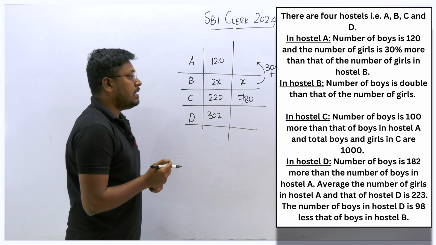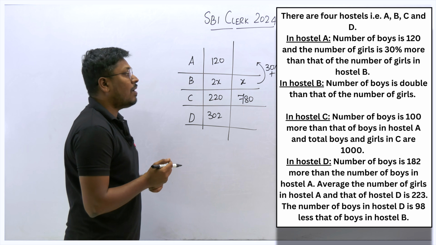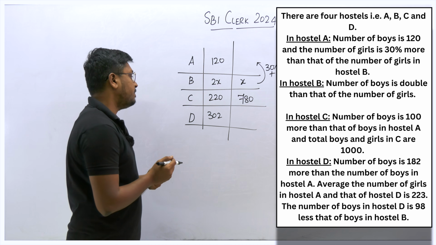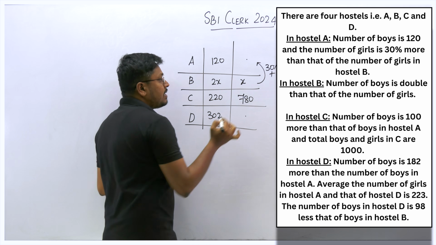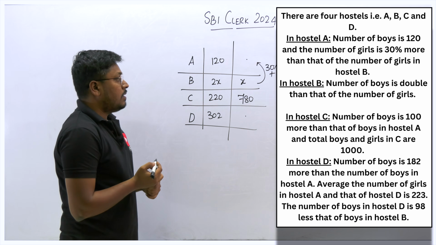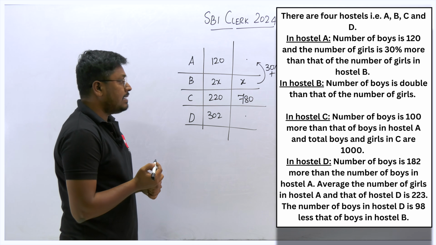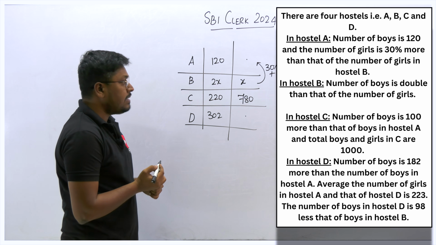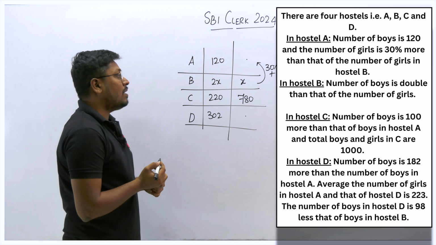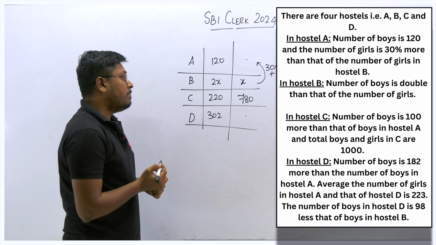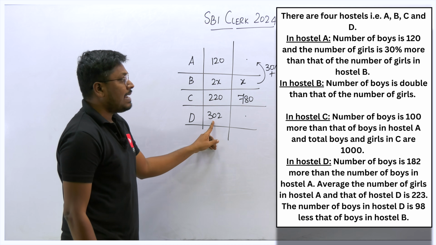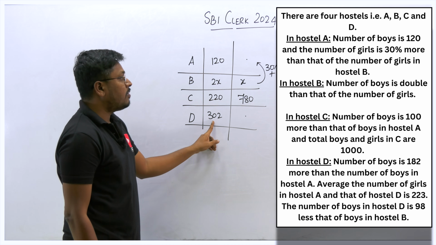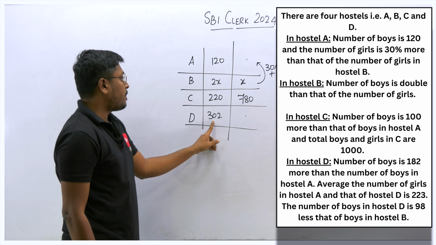The average number of girls in hostel A and that of hostel D is 223. So what they are saying is these two averages are 223. The number of boys in hostel D is 98 less than the number of boys in hostel B. So the number of boys in hostel D is how much less? 98 less than the number of boys in hostel B.